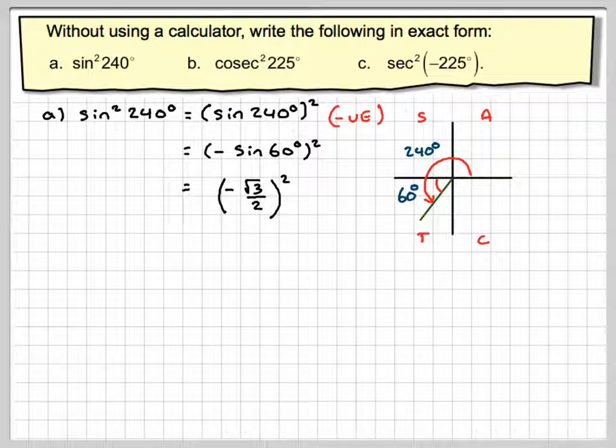The sine of 60 is root 3 over 2, but we want minus sine 60, so minus root 3 over 2, squared, which gives me minus root 3 squared, which gives me 3 over 4. So that's 3/4.